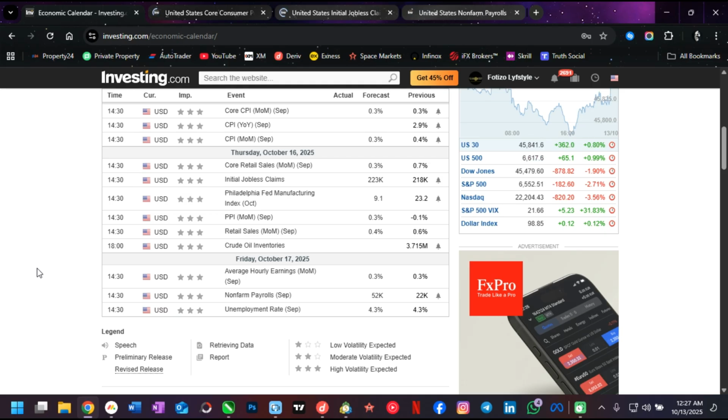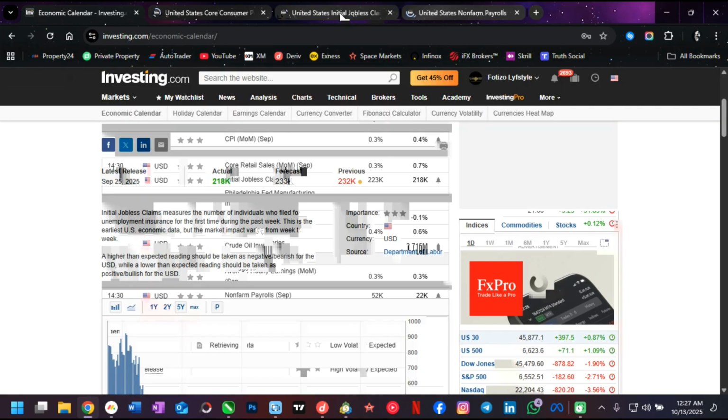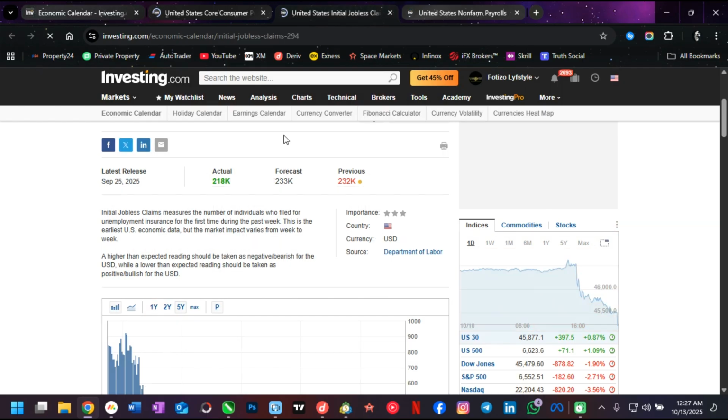Now, what this simply means is initial jobless claims are the number of people that are claiming to be jobless. And of course, if you don't know what that means, by definition, initial jobless claims measure the number of individuals who filed for unemployment insurance for the first time during the past week. This is the earliest US economic data, but the market impact varies from week to week.